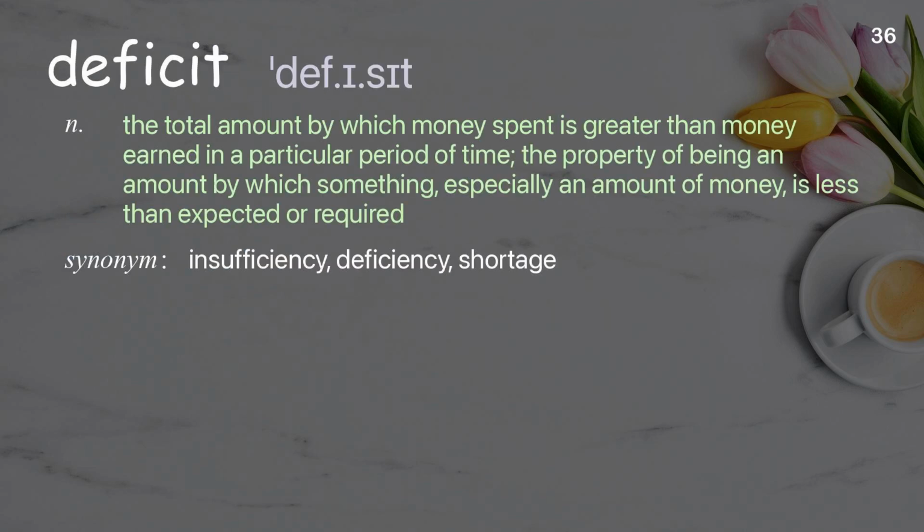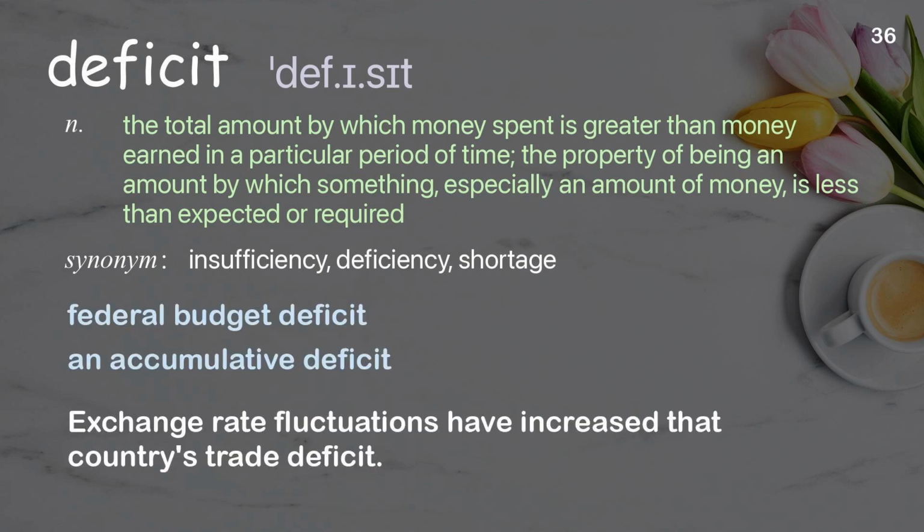Deficit. The total amount by which money spent is greater than money earned in a particular period of time; the property of being an amount by which something, especially an amount of money, is less than expected or required. Examples: Federal budget deficit, an accumulative deficit. Exchange rate fluctuations have increased that country's trade deficit.